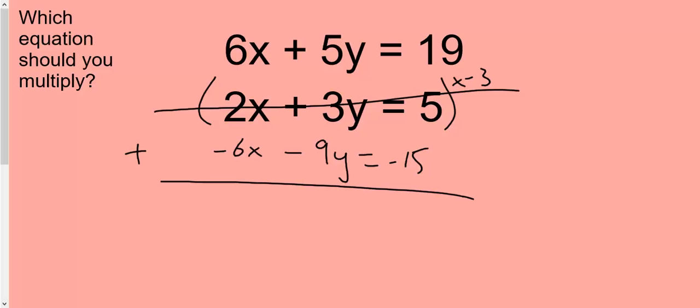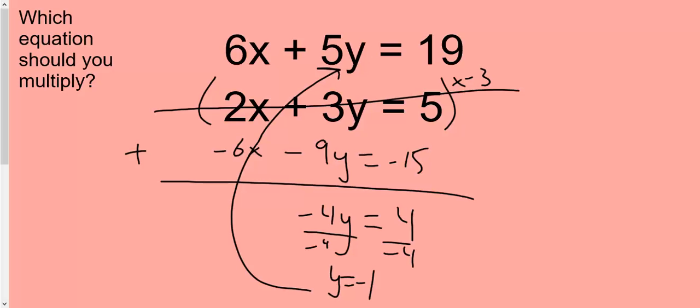6 plus -6 is 0. 5 plus -9 is -4. 19 plus -15 is +4. Divide by -4, divide by -4, and y equals -1. Take that y, plug it in any equation, doesn't matter. 5 times -1.